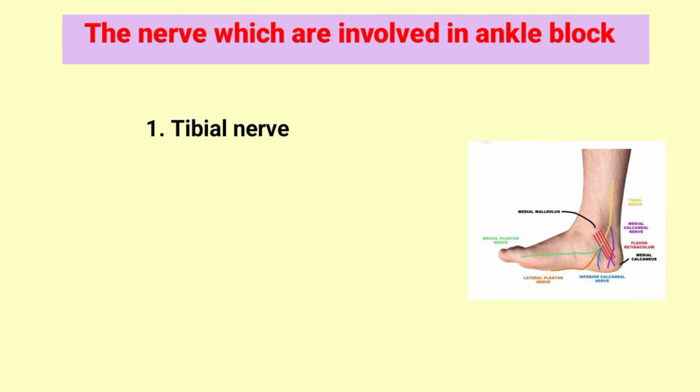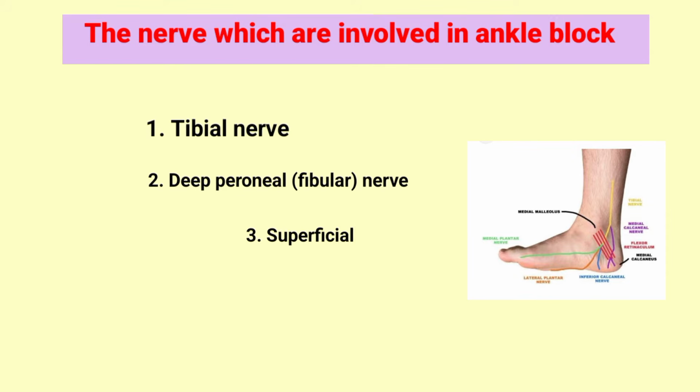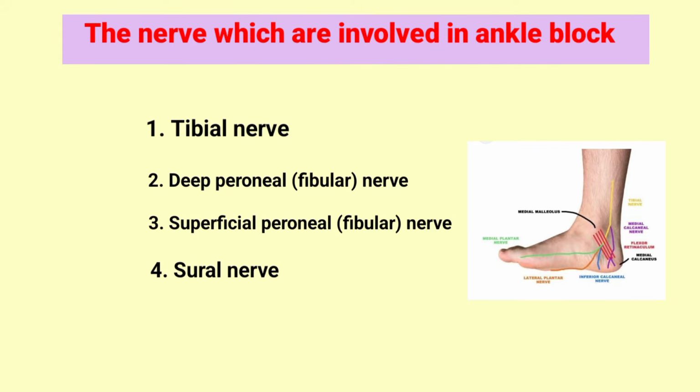The nerves involved in ankle block are: 1. Tibial nerve, 2. Deep peroneal (fibular) nerve, 3. Superficial peroneal (fibular) nerve, 4. Sural nerve, 5. Saphenous nerve.